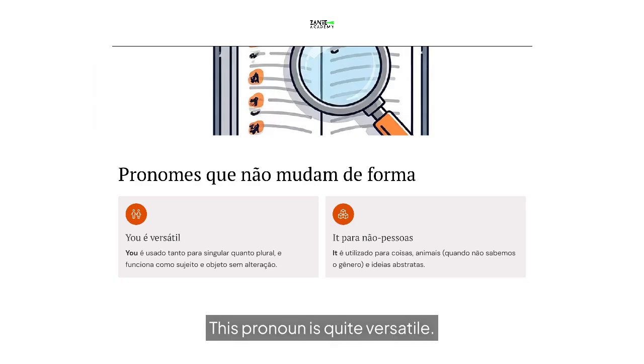This pronoun is quite versatile. It can be used to refer to one person or a group of people. For example, when I say, "You are my friend," I'm speaking to one person. But if I say, "You are all invited," I'm addressing a group. Notice that you remains the same in both cases, whether it's singular or plural.